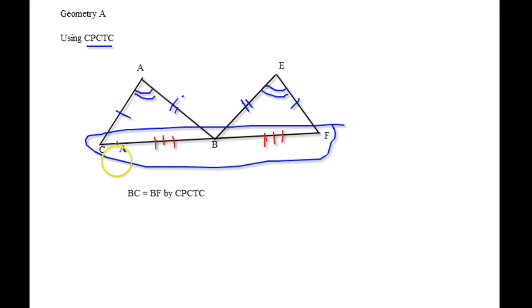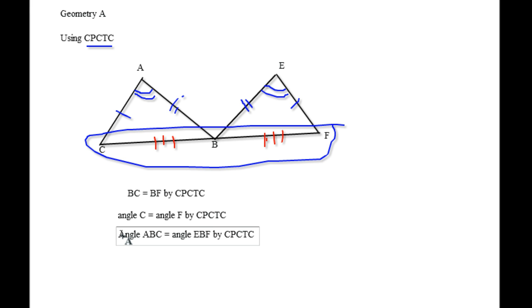Okay. What if I wanted to say that this angle is congruent with that angle? So angle C is equal to angle F by CPCTC. Okay, and I could also say the same for angle ABC is congruent to angle EBF by CPCTC. Okay, so CPCTC just allows you to finish off saying what parts are congruent.